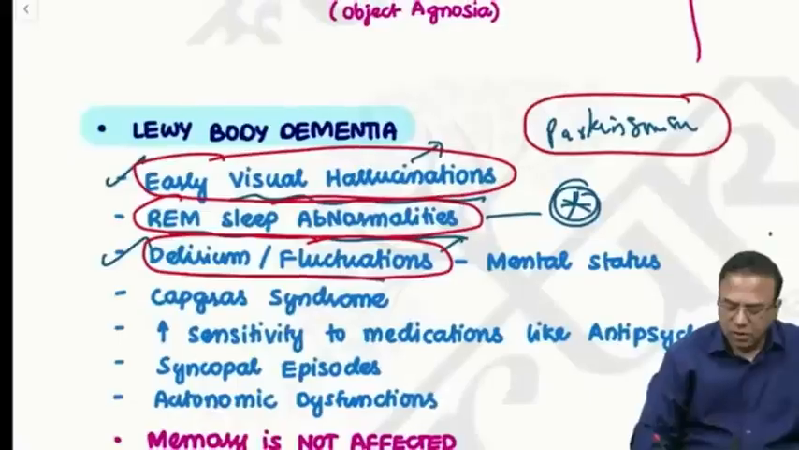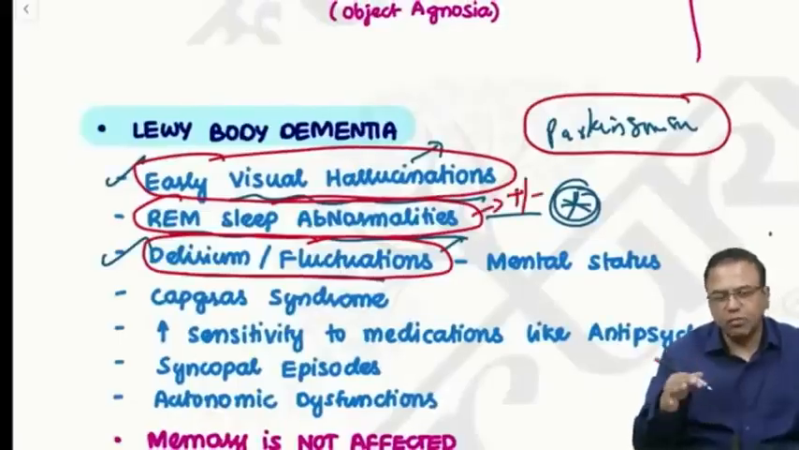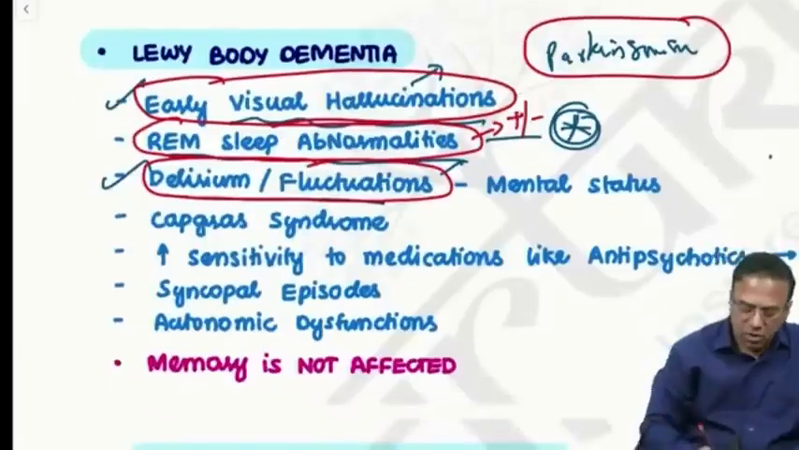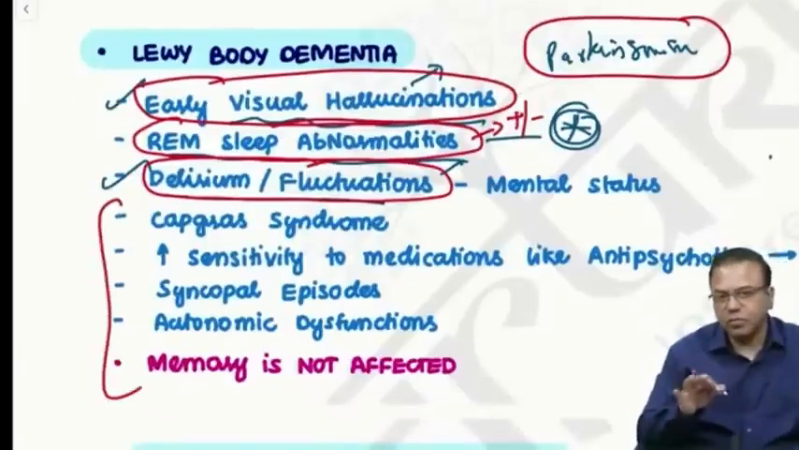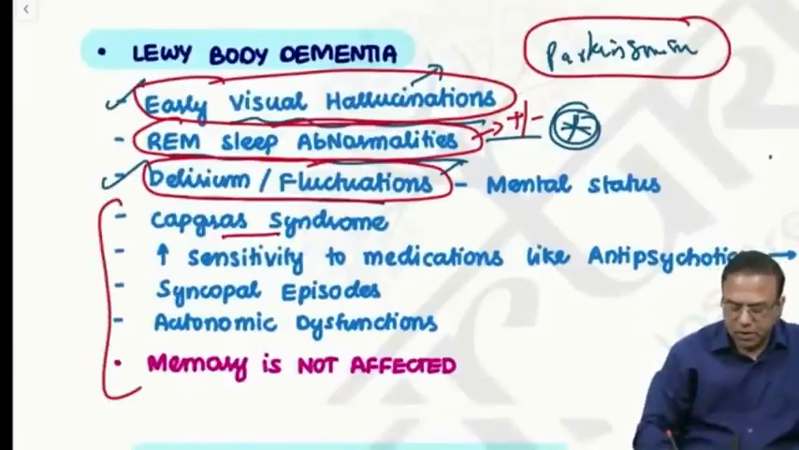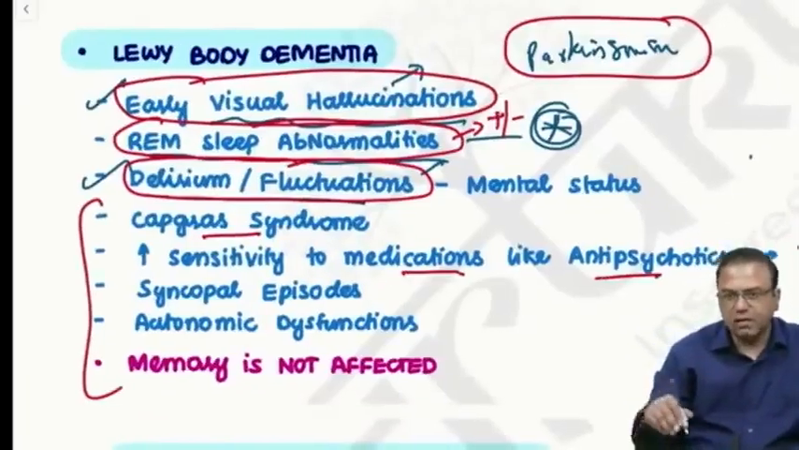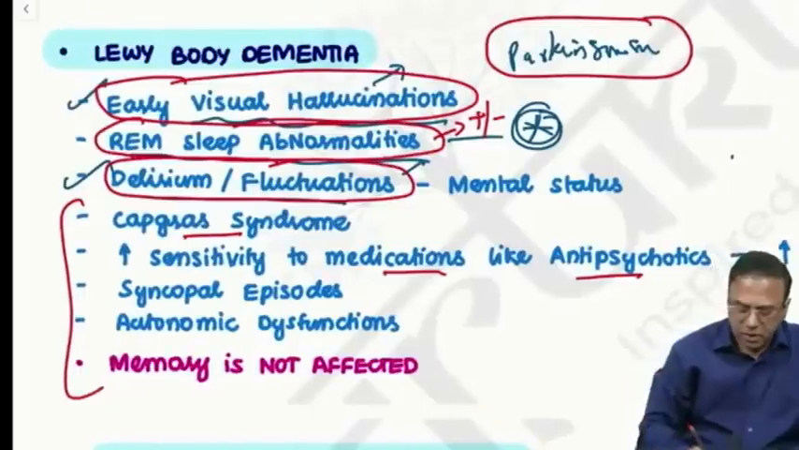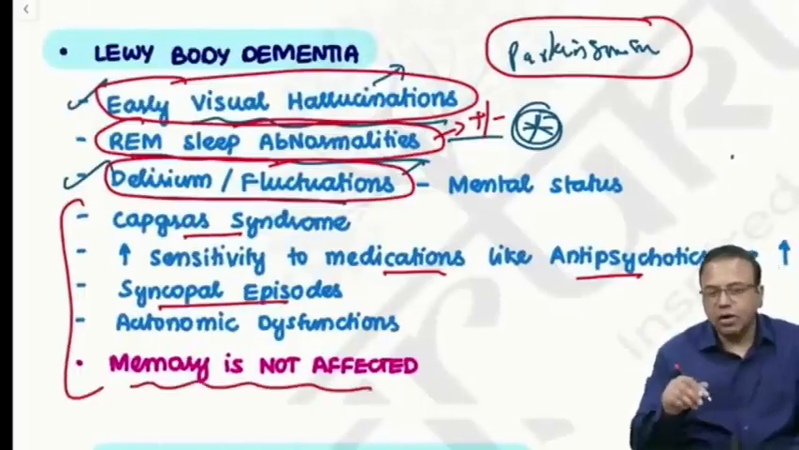The problem with REM sleep abnormality is some guidelines don't put it in core, some of them put it in core, so plus or minus. But all the others are supportive features. What are the supportive features? Capgras syndrome, increased sensitivity to antipsychotics. They'll develop neuroleptic malignant syndrome. Then autonomic dysfunction can occur. And don't forget that in Lewy body, memory is not affected.